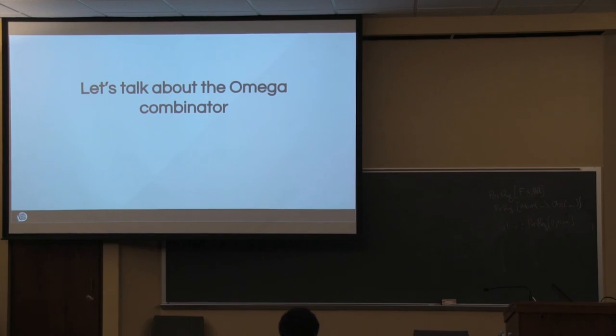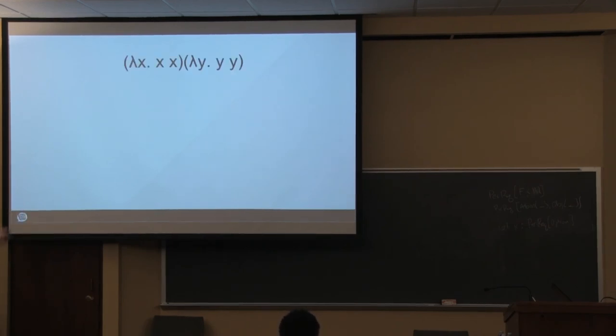So, the identity function is often called the I combinator. Combinator means that all the values in that function are bound. You don't have any free variables that are coming from some other magical place. The omega combinator is this.